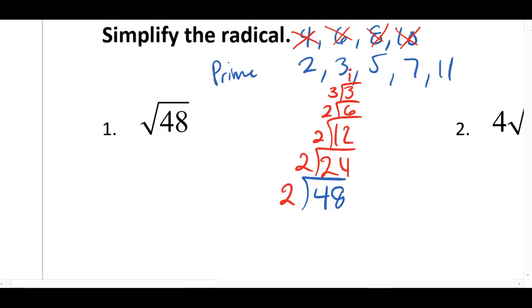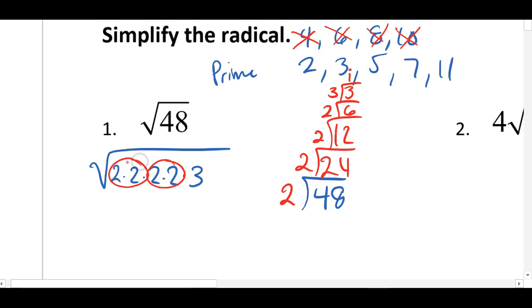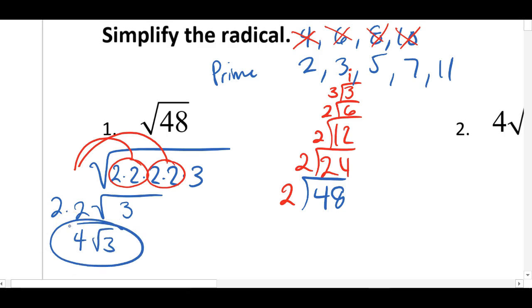So now let's rewrite the square root, and inside I'll have 2, 2, 2, 2, 3. Now remember, you circle every group of 2. I have two 2's here and two 2's here. So that means I'm going to take one 2 out here and another 2 out from here. So I'll have a 2 and another 2, and then I still have this 3 inside. So again, I multiply the 2 and the 2, and it becomes 4. And there's my answer, 4 times the square root of 3.